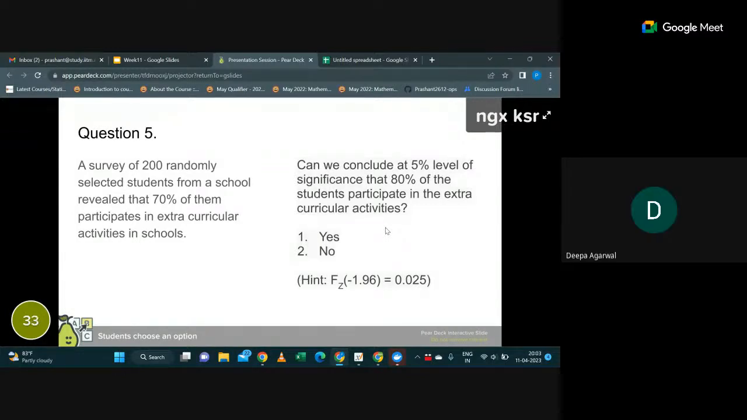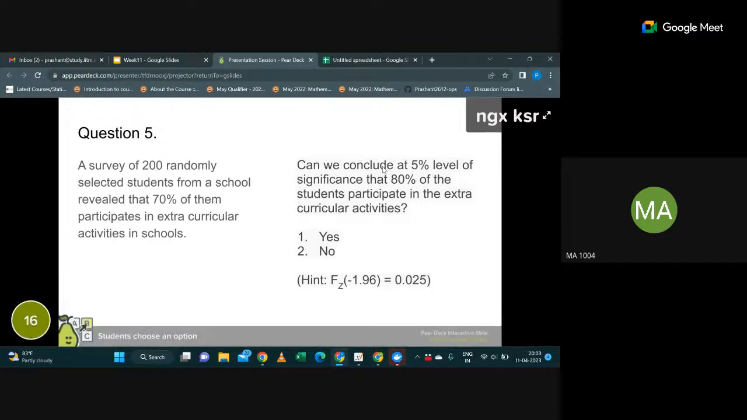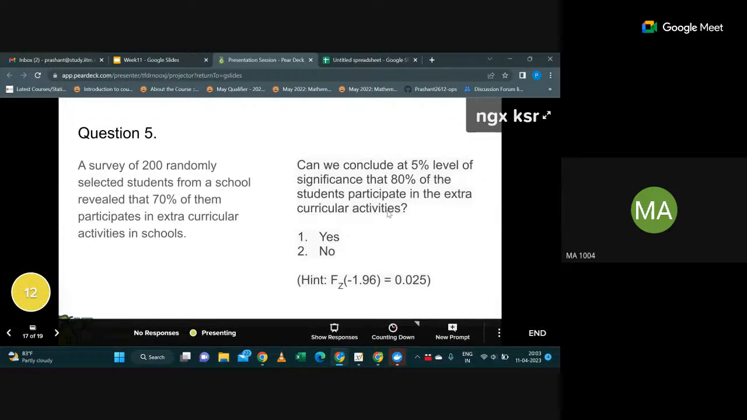Okay, so just apply the alpha value. You can do it by the alpha value also. So this is the information about your sample, and this is the information about defining the hypothesis. You can define P as 0.8 and your alternative will be P not equal to 0.8.